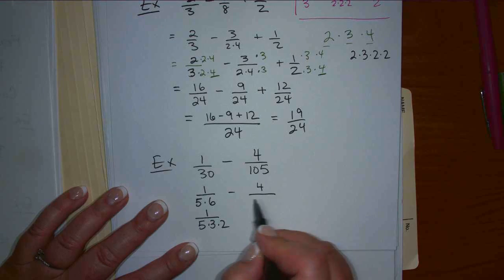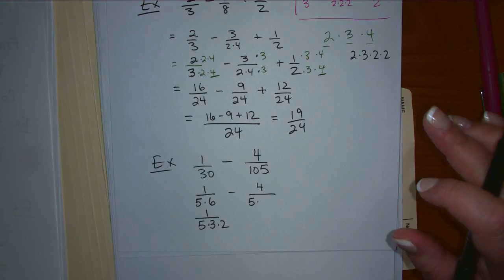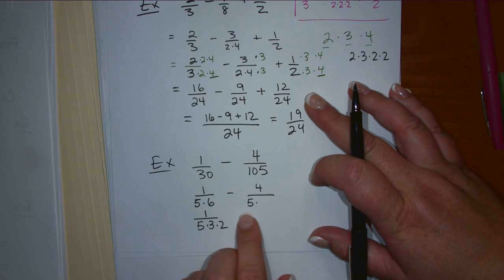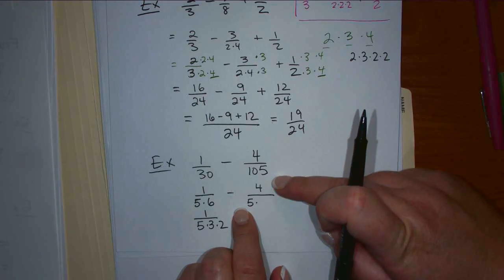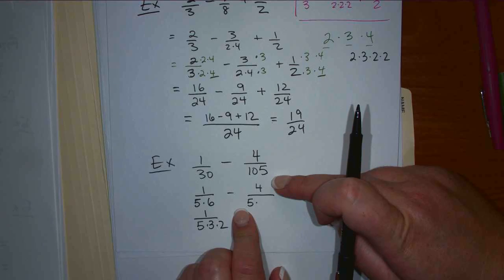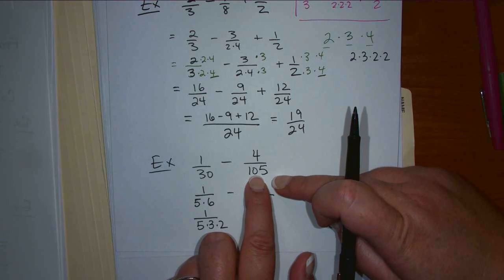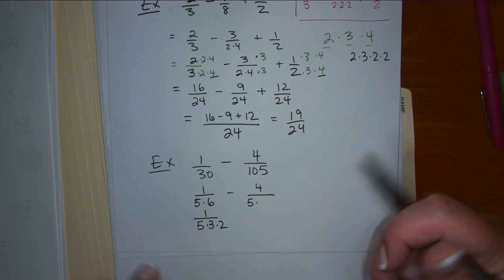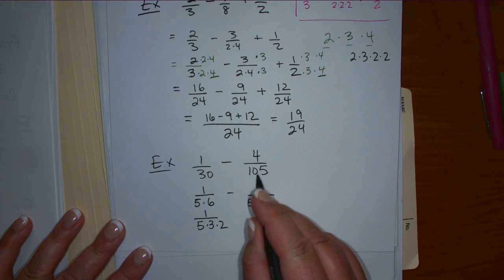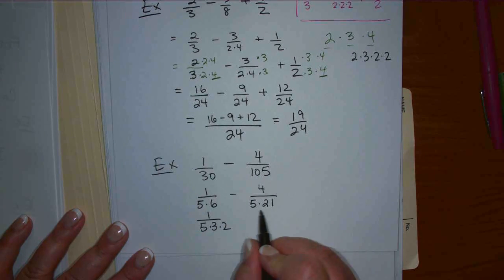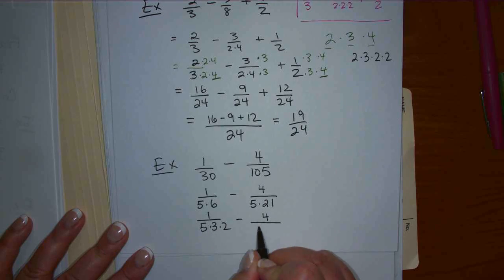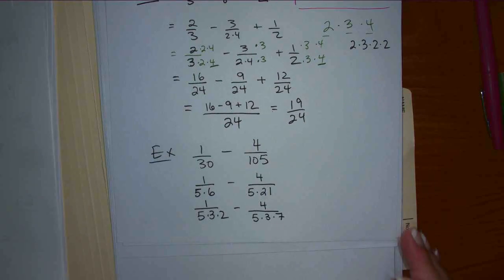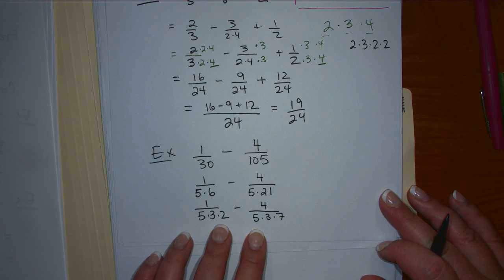Now 105, I showed you how to do this. Actually, I think we might have used this number before. If you know that 5 goes into it, how do we know 5 goes into it? Because it ends with 5. 5 goes into 10 how many times? Twice. And 5 goes into 5 once, so that would be 21. 21 does break down further: 3 and 7.